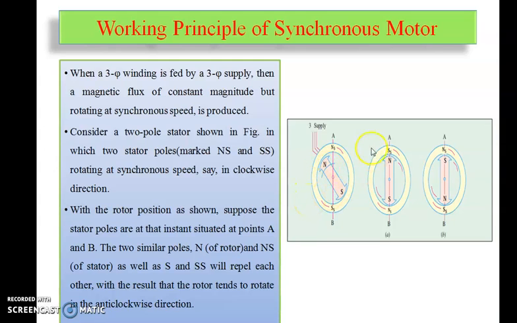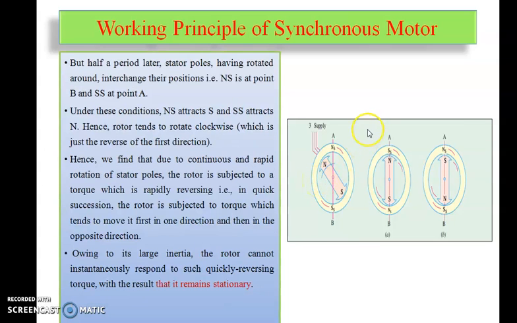Okay, what I am saying: N pole of rotor, N pole of stator, S pole of rotor, S pole of stator, and because of this the rotor tends to rotate in anti-clockwise direction. Is it? Now next, half a period later, the stator poles having rotated around interchanging their position, that is NS is at point B and SS is at point A.